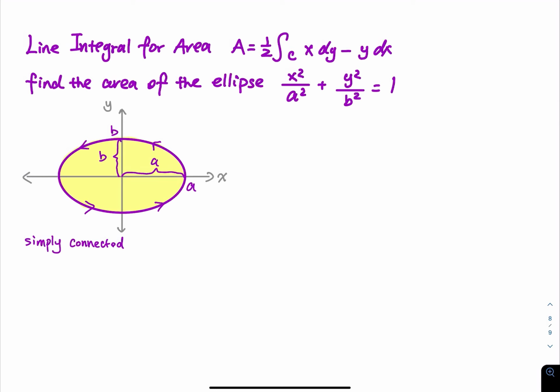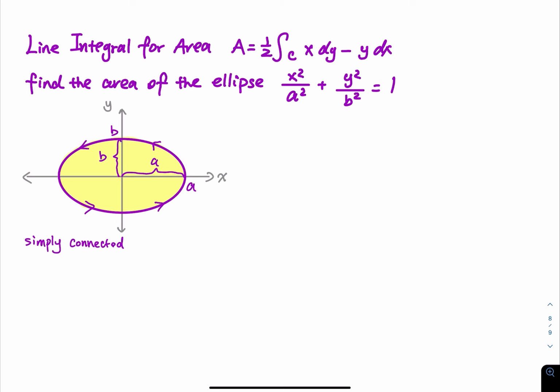We are trying to use the line integral for area to determine the area of this ellipse. Once again, the line integral for area formula is area equals 1/2 integral over a smooth curve C of x dy minus y dx. The ellipse is x squared over a squared plus y squared over b squared equals 1. So here is the graph. That is a, that is b. This ellipse is simply connected, and the orientation is counterclockwise.